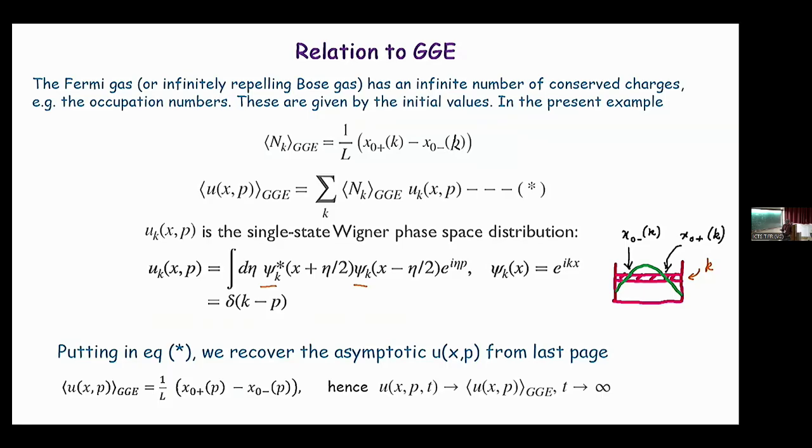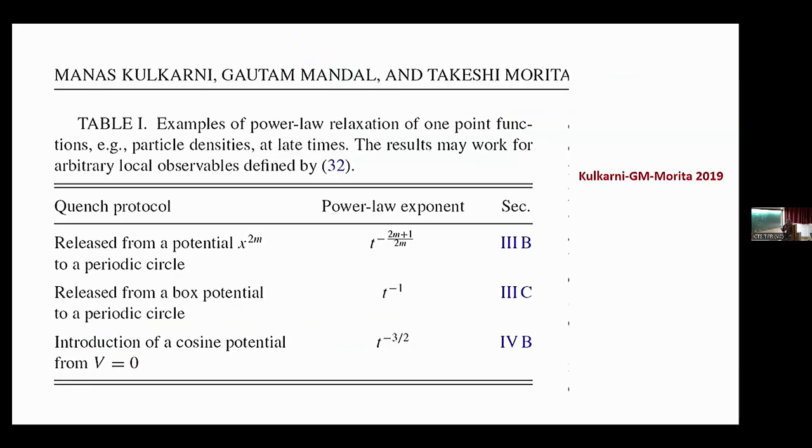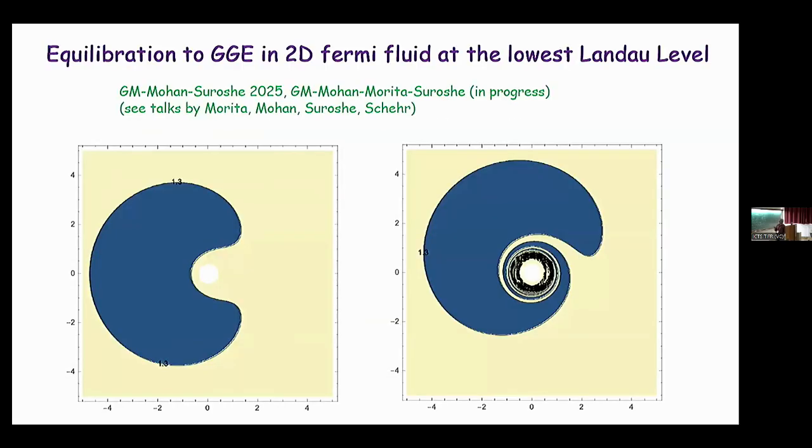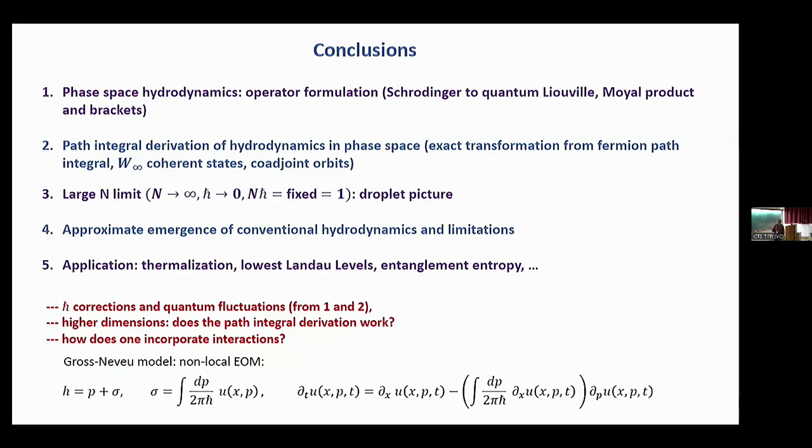We explicitly proved that it goes to GGE, and the approach to the GGE depends on what kind of quench protocol you have. So there are various power laws that we derived in this 2019 paper. The last thing is that we have been able to apply this technique to 2D, in the case of the lowest Landau level physics, where secretly it's a 1D system, and I'm done basically. So the same filamentation happens in 2D, and these are the conclusions.